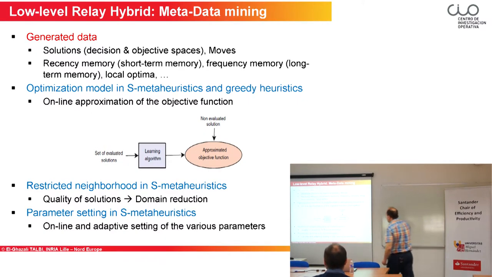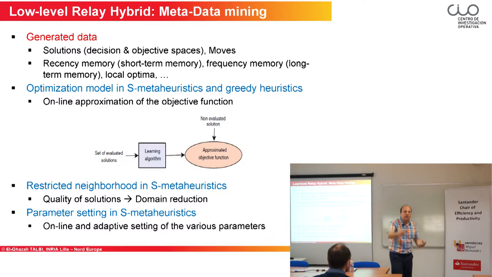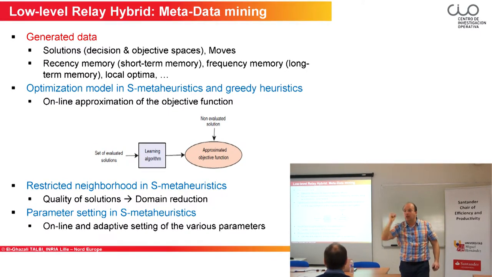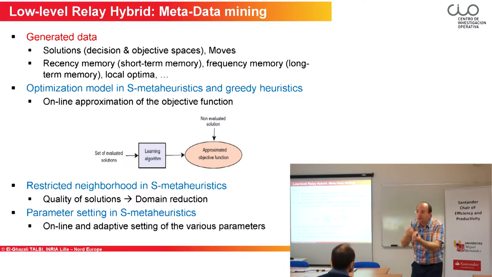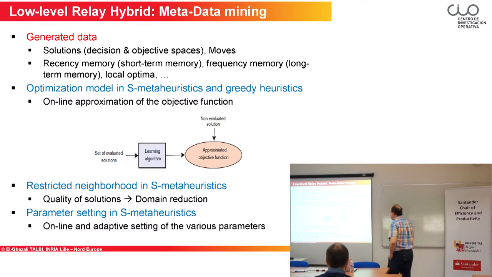So we can use machine learning to make a very good approximation of the objective function, with ideas from statistics or machine learning, regression or classification. What will be a good approximation of the objective function? Because you don't have an objective function, you have to do some simulation, generate some points in the search space, and then evaluate the real objective function.